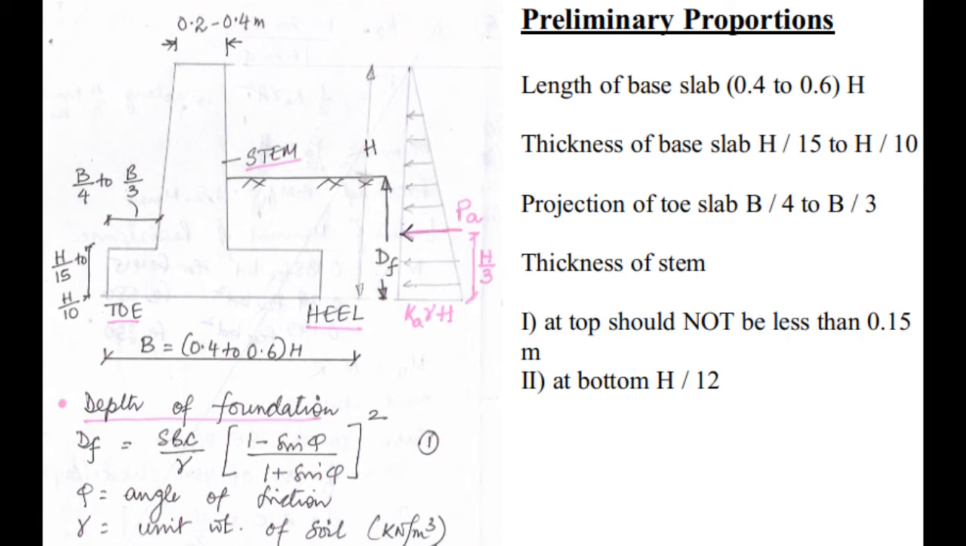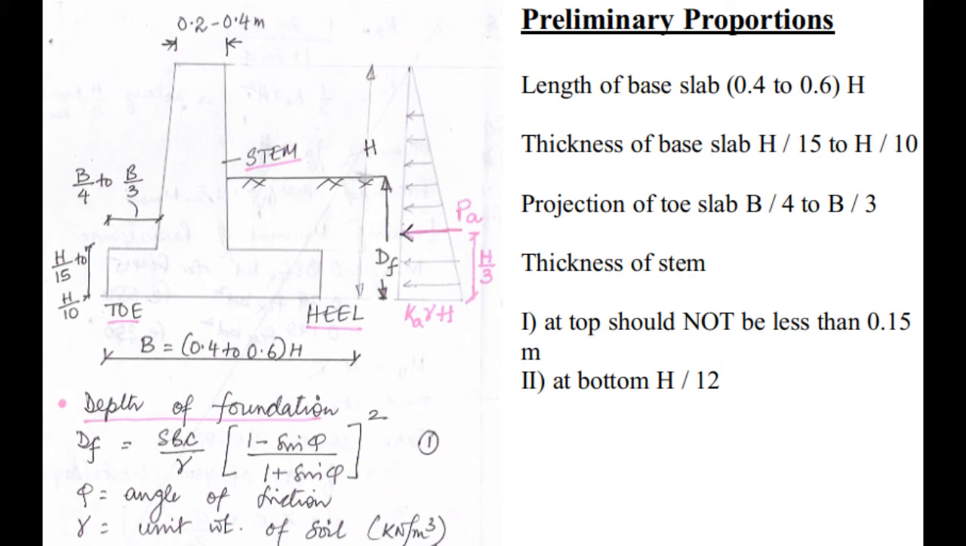Now what is h and how we can find it out? First of all, we have to find out the depth of the foundation. Depth of the foundation can be found out by df is equal to SBC by gamma within bracket 1 minus sin phi divided by 1 plus sin phi whole square. SBC means the safe bearing capacity of the soil. Gamma is the unit weight of soil. Phi is the angle of friction or angle of shearing resistance.